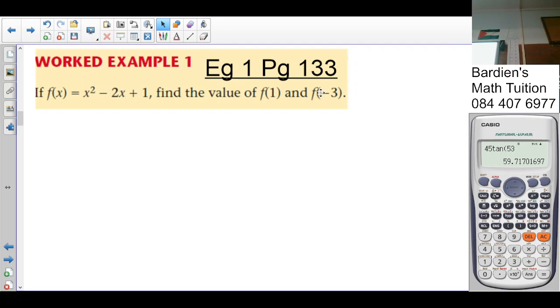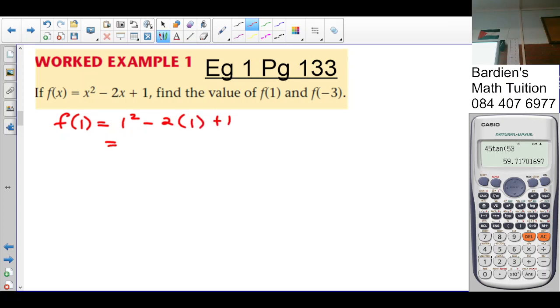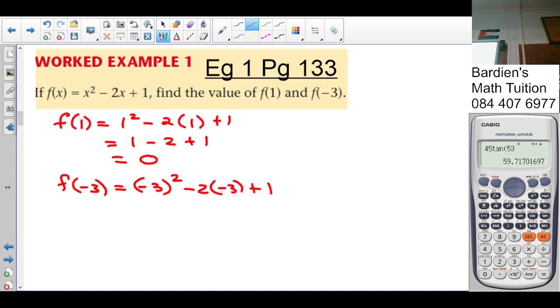Okay, so at this point you guys know what to do here, not so? F of 1 is simply 1 squared minus 2 times 1 plus 1. So what does that give us? 1 minus 2 plus 1, which is 0. F of negative 3 is going to give you negative 3 squared minus 2 times negative 3 plus 1, which is 9 plus 6 plus 1, 16. You will agree with that?